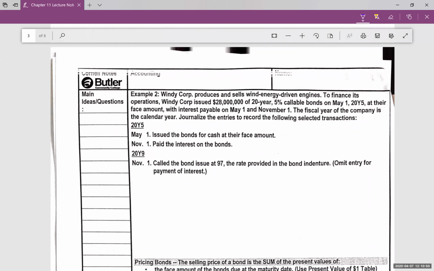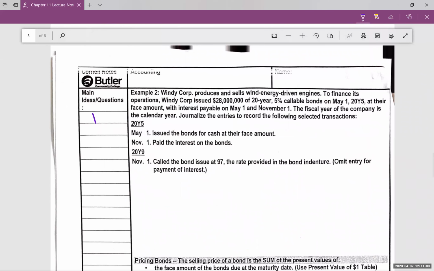All right. This next one is going to be the last one, and then I'm going to shut down this lecture and finish the last with the practice problems. This one kind of goes with 1106 homework. Very similar. It's a callable bond.